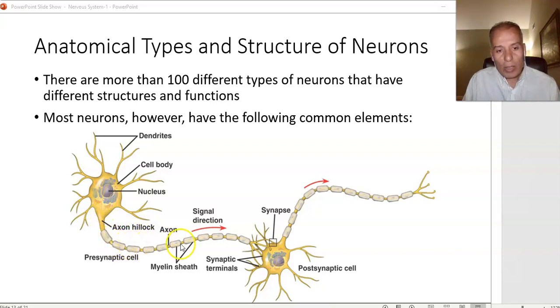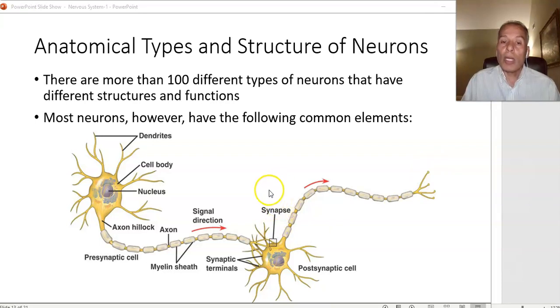And then we have the axon, which is like a little thread or wire that goes between the axon hillock and the end, where it finishes with synaptic terminals, synaptic branches. When signals come along the axon, copies of the signals can be transmitted to different neurons.